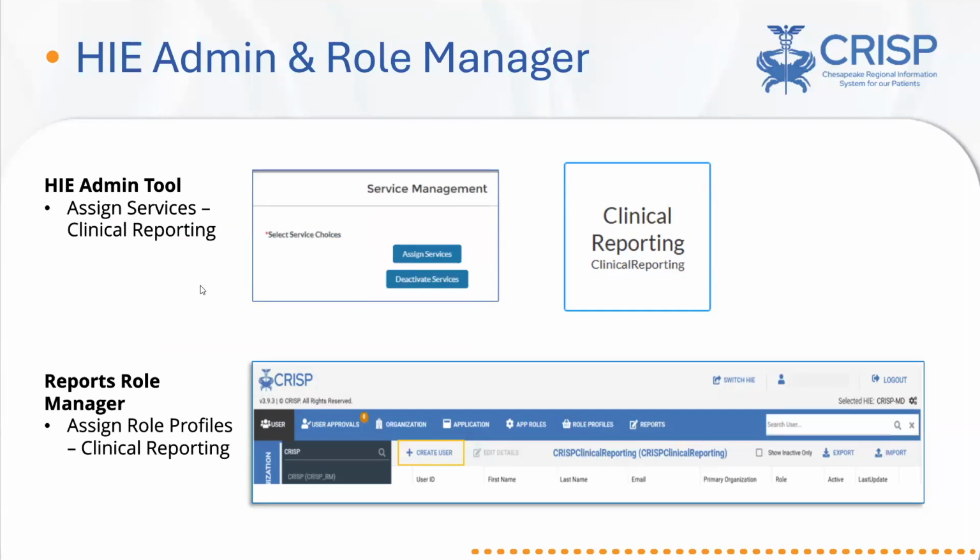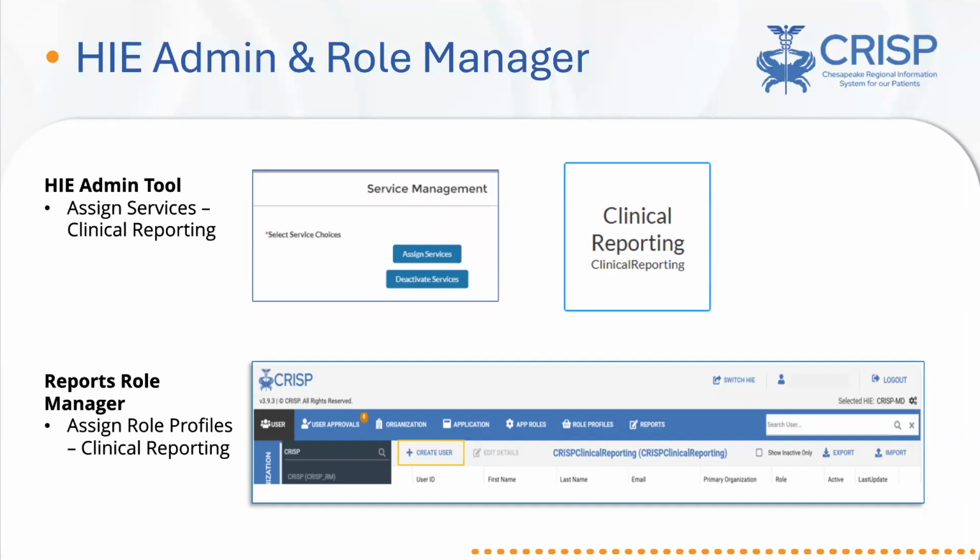Within the HIE admin tool, if you are credentialing an existing user, it is a matter of selecting that user's account and selecting service management. Within service management, you will select assign services. Once you select the assign services button, you will have the option of a series of services that CRISP offers. You will look and identify the clinical reporting tile. Once you've selected assign, you will follow the additional prompts and assign that particular service to the user.